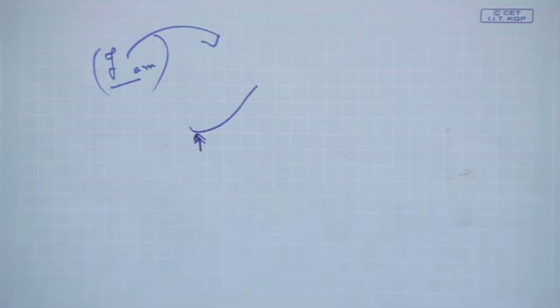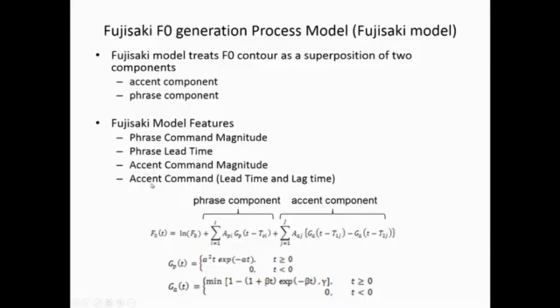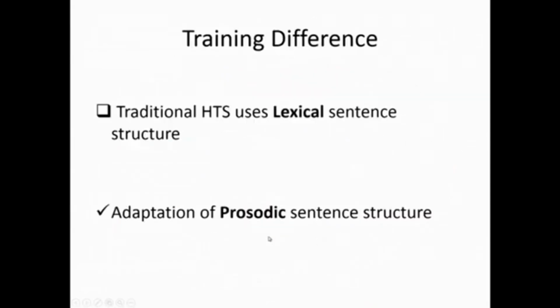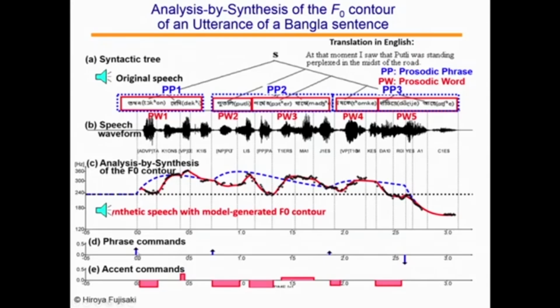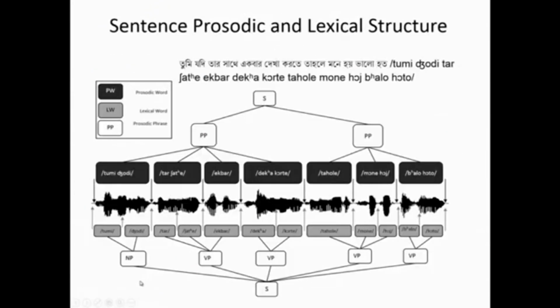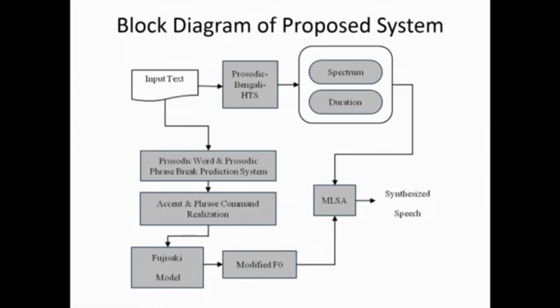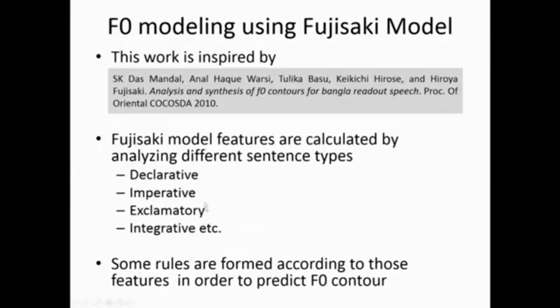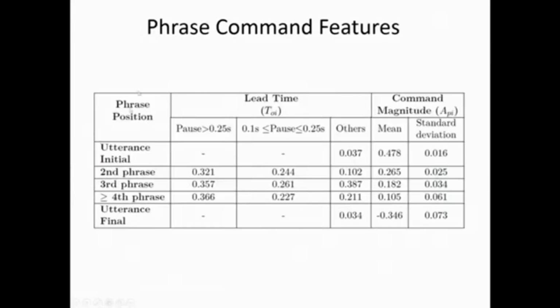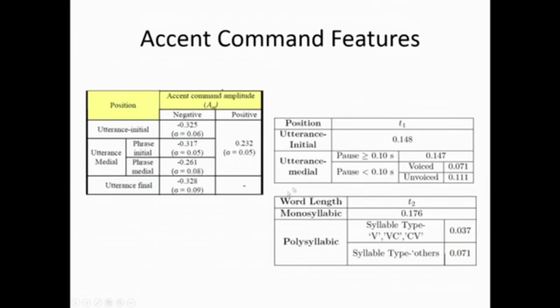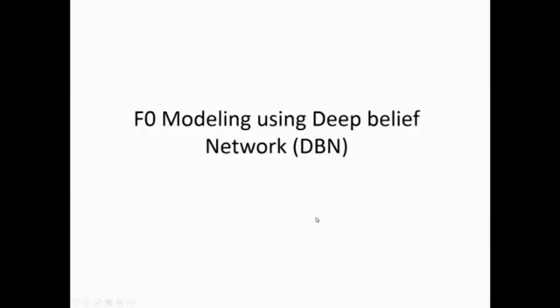Then the phrase command magnitude, and the accent command lead and lag time. If you see here, there is a phrase command with the timing of its occurrence. And for the accent command, there is a command beginning and command end. We generated some rules for that, based on a published paper, and using those rules with the Fujisaki model we generate the F0 contour. Then we synthesize the speech. I will show you the result later on.